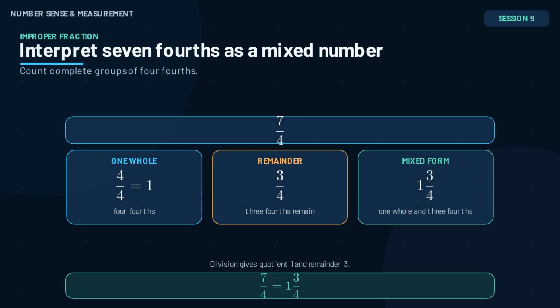Interpret 7/4. 4/4 make one whole, leaving 3/4. Therefore, 7/4 equals 1 and 3/4. The same result comes from 7 divided by 4, quotient 1 with remainder 3. The denominator remains 4 because the leftover pieces are still fourths.